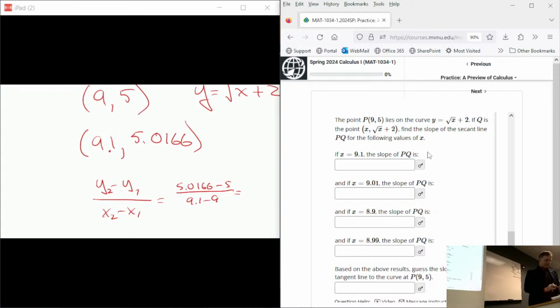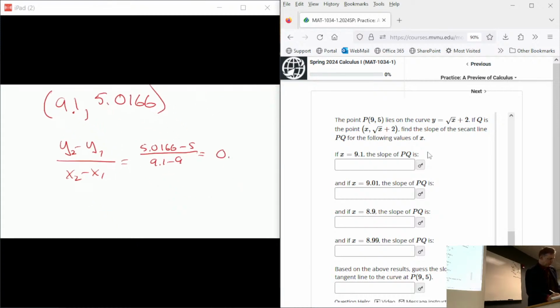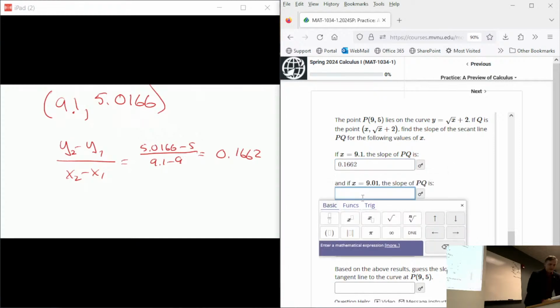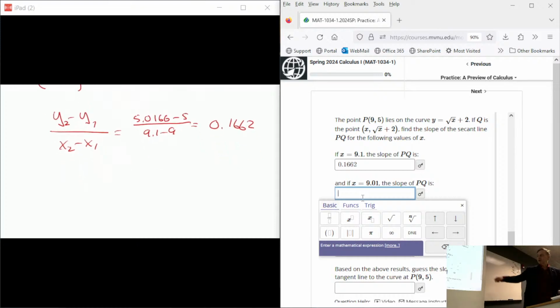Give me a sec here. And I got 0.1662. So that's going to be my answer for the first one here, 0.1662. And then this one, let me just go ahead and do that relatively quickly. The second one, I'm not going to do all of these. I'm just going to do those two, and then I'm going to cut down to this one.